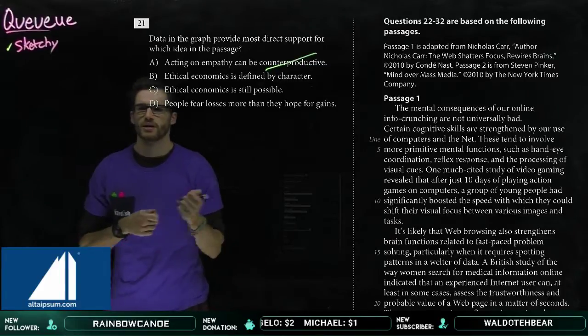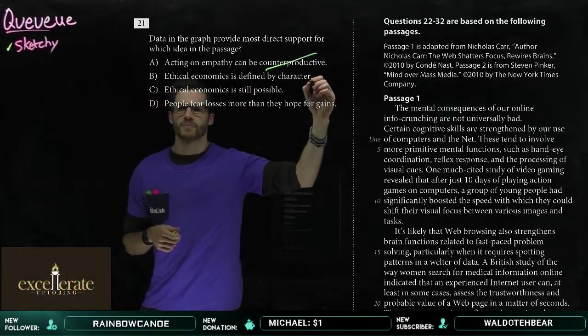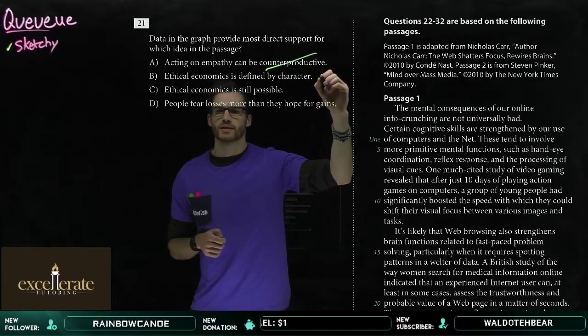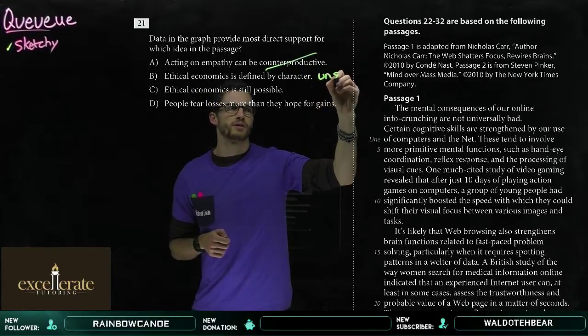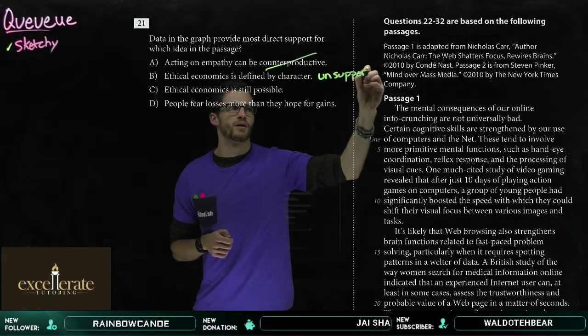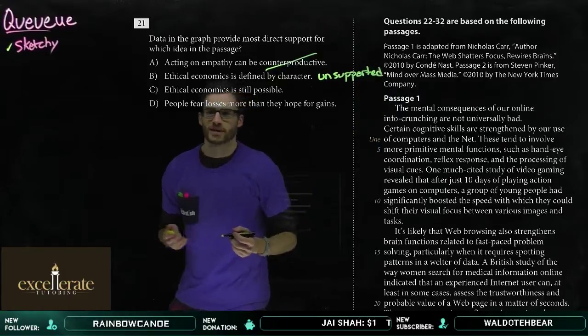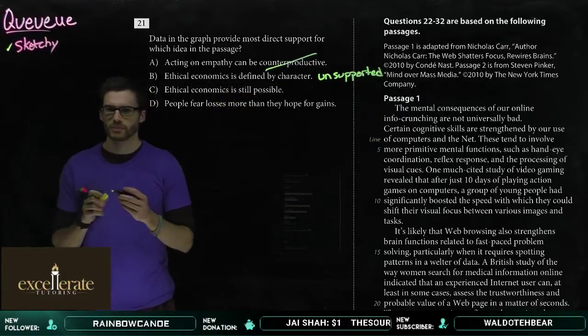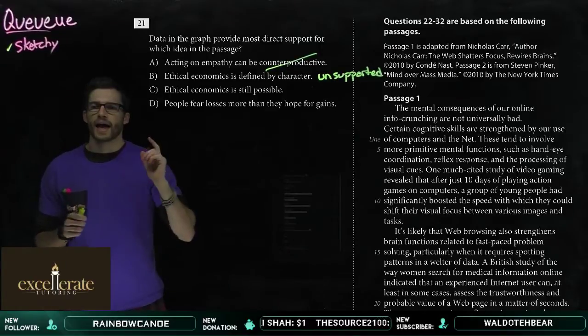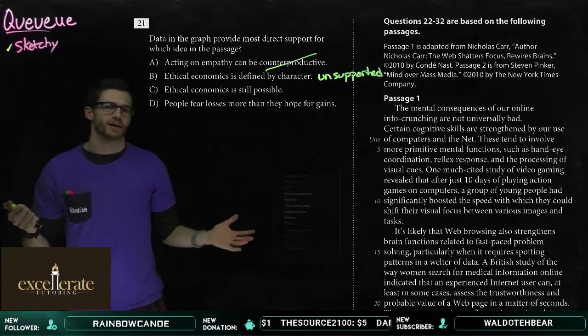Got more profit. So this is what I normally write next to these: unsupported. Might be true, but not supported by the graph. Please let me know if you have questions. Ethical economics is still possible.